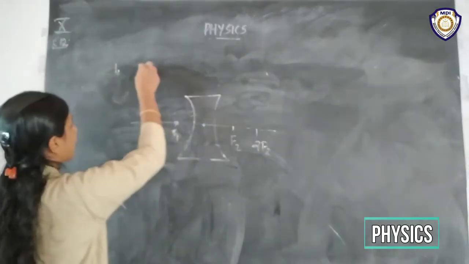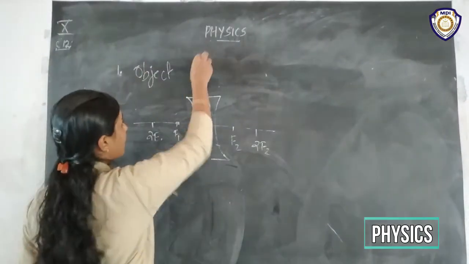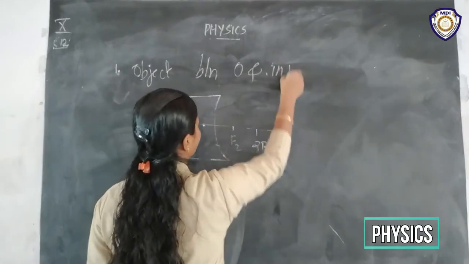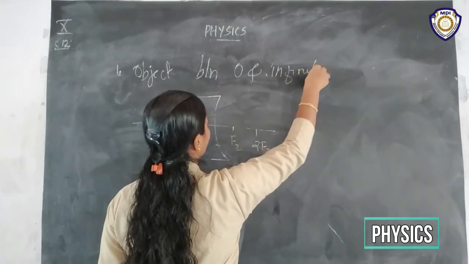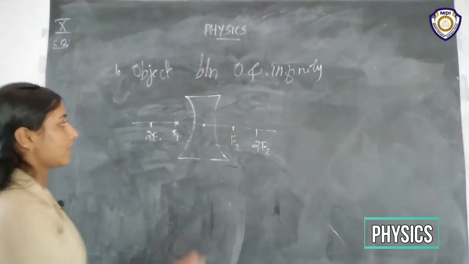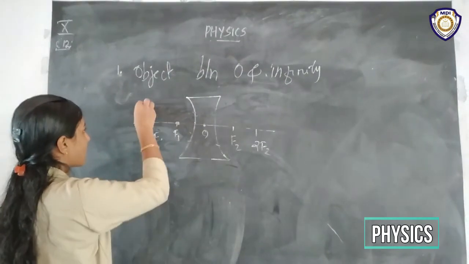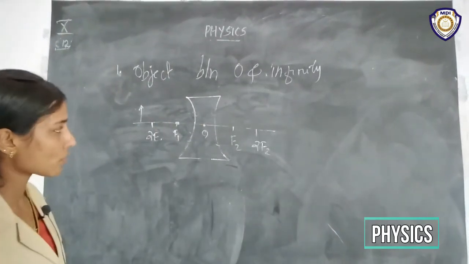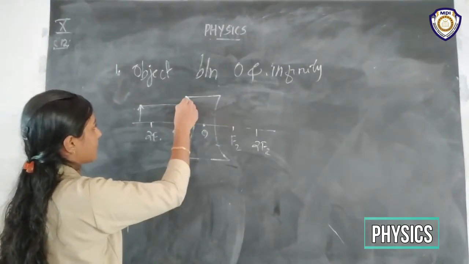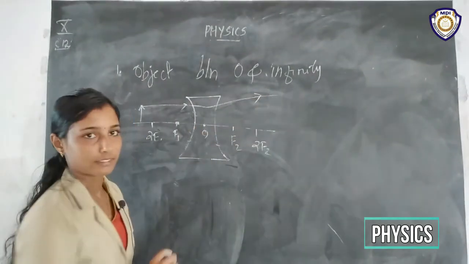Okay, so in the second case, the object is placed in between O and infinity. We can place the object anywhere in between optical center and infinity. So I can fix the object here, right? We have to draw two incident rays like this. One ray like this will refract like this.